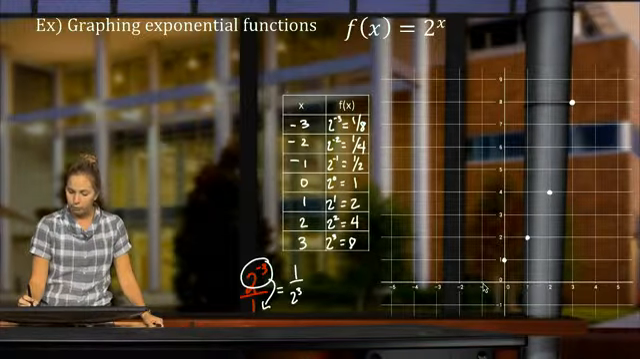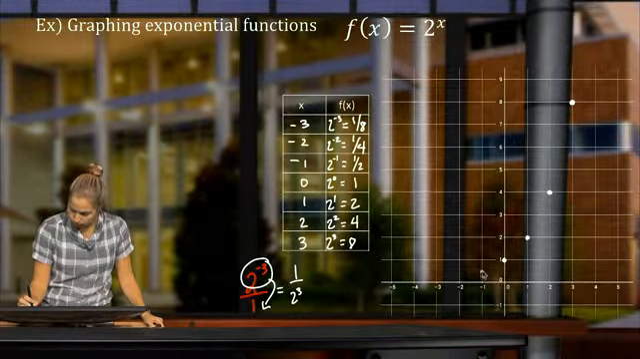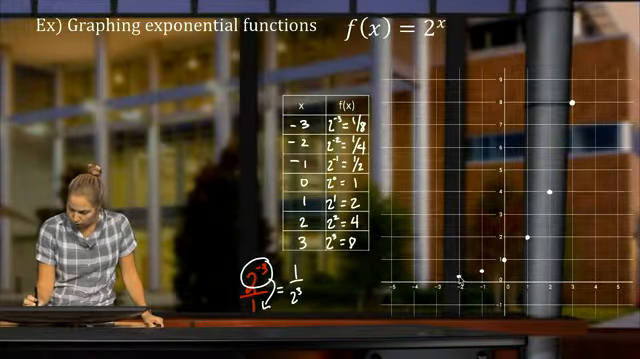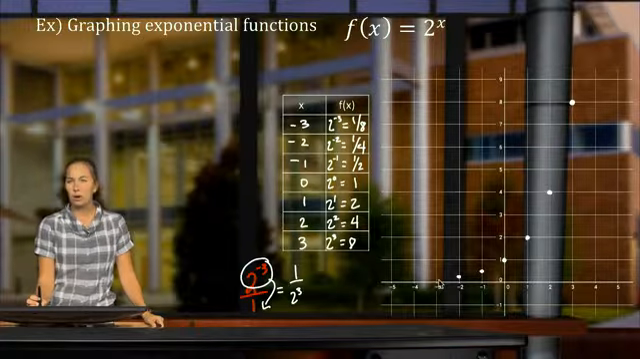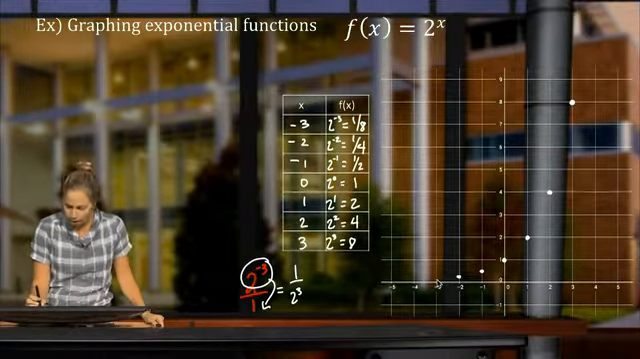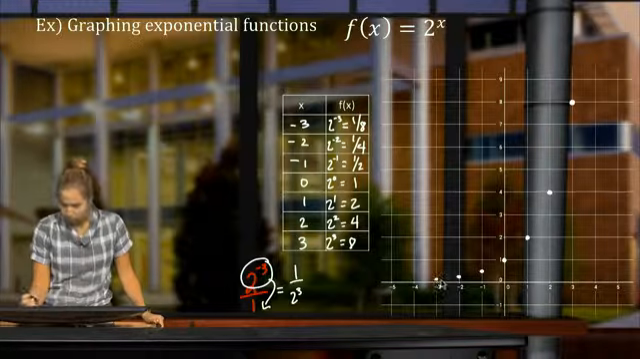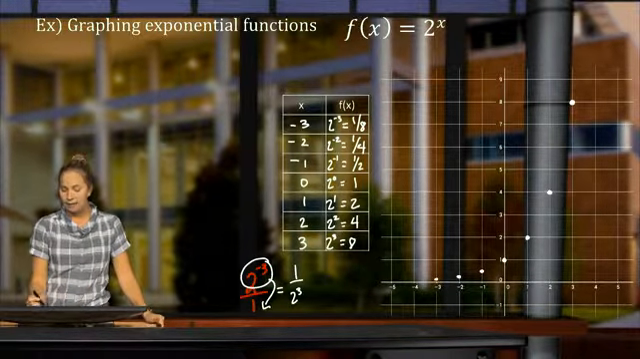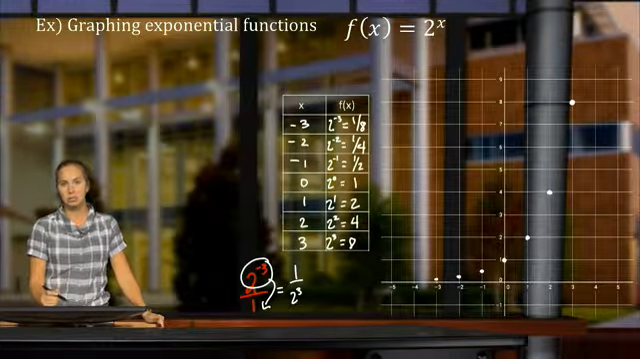And then -1, we're at 1/2. That one's right there. -2, we're at 1/4, so a little bit closer. -3, we're at 1/8, which is even closer to the x-axis, isn't it? But not on the x-axis, so I'm going to try to approximate it, getting closer. But what's going to happen as I plug in more negative values?